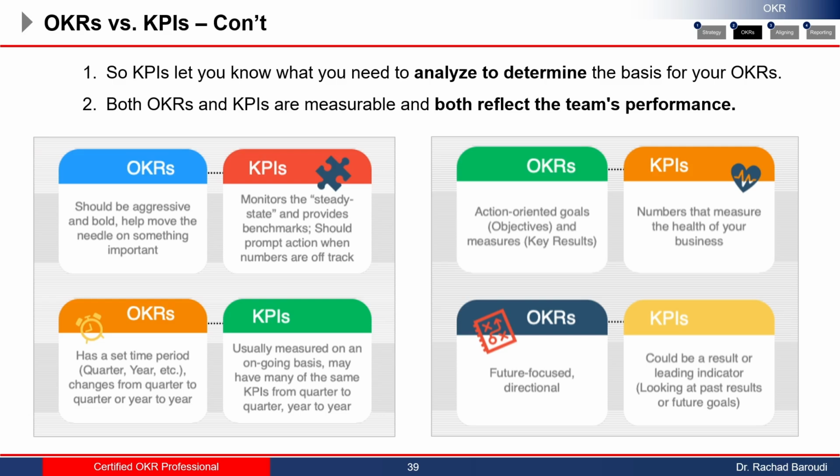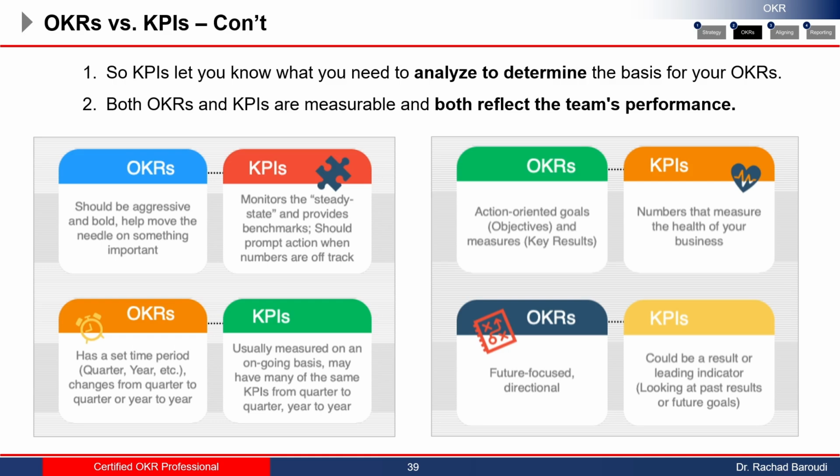Also, OKRs are action-oriented goals. They start with the verb and they push people to do something, with clear key results. Meanwhile, KPIs are numbers that measure the health of your business, and we do require that you have many KPIs in multiple places in your business to have feedback on what's happening in the organization.